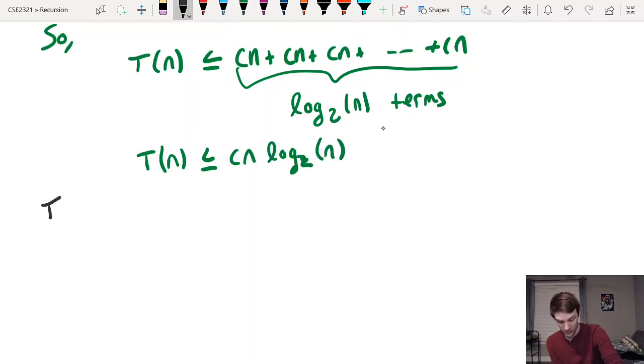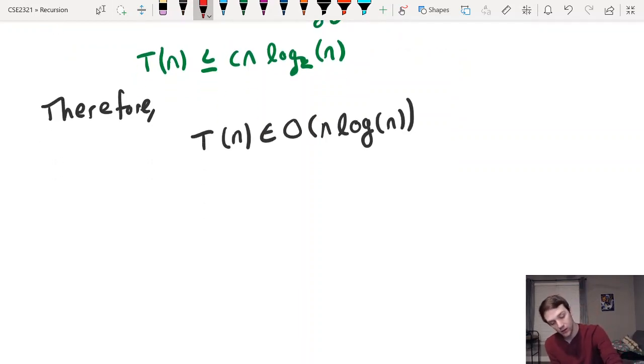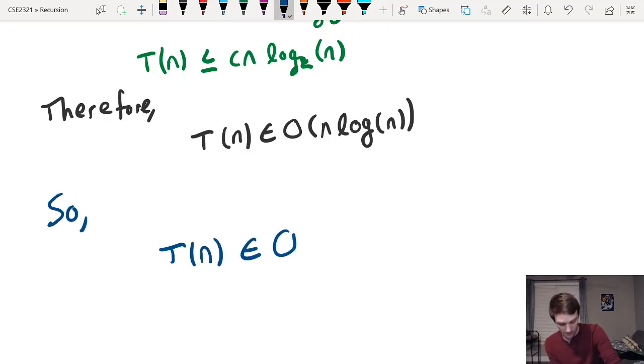So now we can draw the conclusion. Therefore, T of n must be in big O of n log n. If it's in big O of n log n, and like we showed before, it's in big omega of n log n, it must be in big theta of n log n. So, as a final conclusion, T of n is in big theta of n log n.